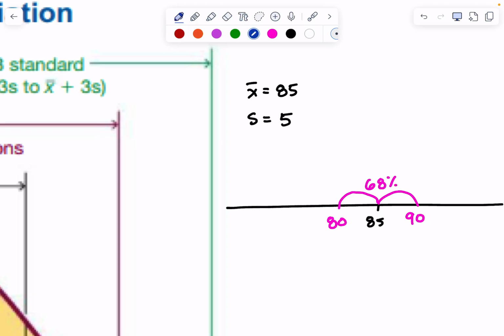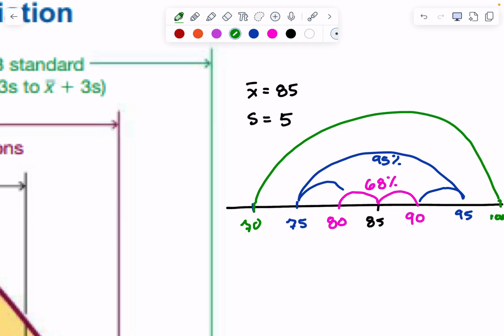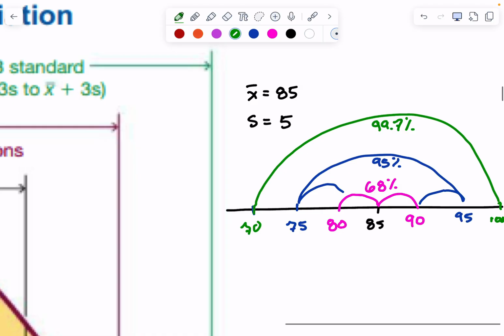Now if I do it again and I go 5 units more, that would be from 75 to 95. About 95% of people are going to be in that range. And if I go 1 more, that would be from 70 to 100, adding another and subtracting another. About 99.7% of people are going to live there. That means 0.3%, not even 1% of people, live outside of that range. So 0.3% of the people either scored higher than 100, maybe they got a bonus point, or lower than a 70, according to this data.